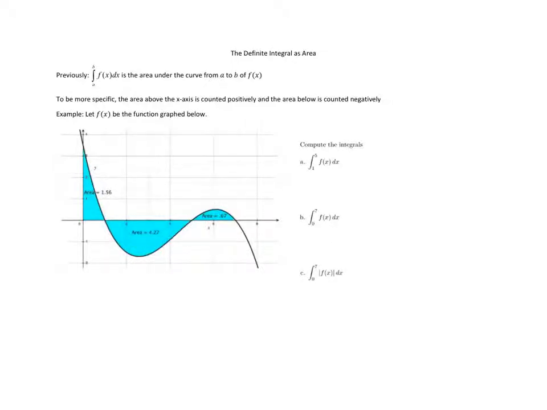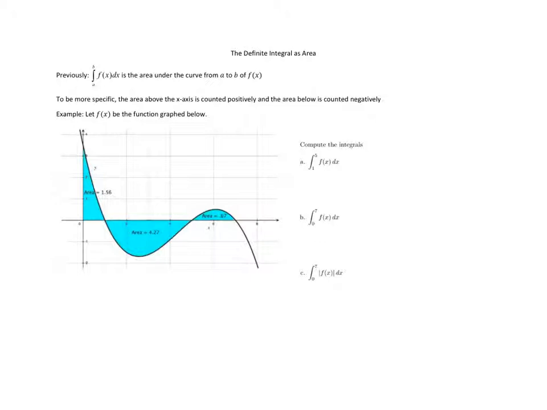Previously, we had discussed that the definite integral from a to b of f of x dx is the area under the curve from a to b of f of x. But in this video, we're going to be a little bit more specific with what we're talking about here. To be more specific, the area above the x-axis is going to be counted positively, and the area below the x-axis is going to be counted negatively. So we're going to look at how that affects some integrals.